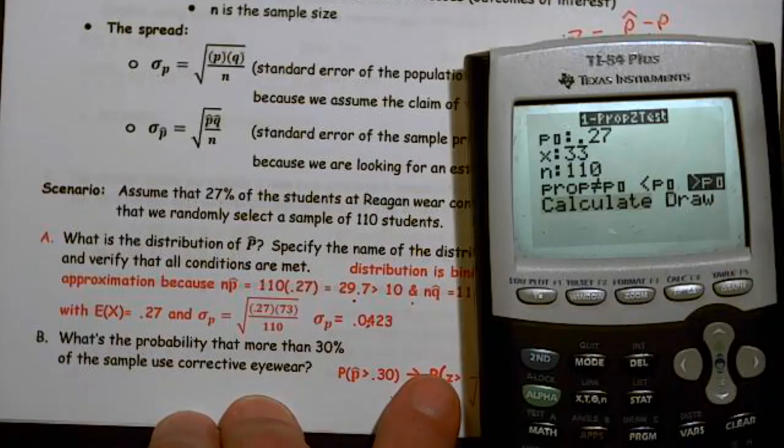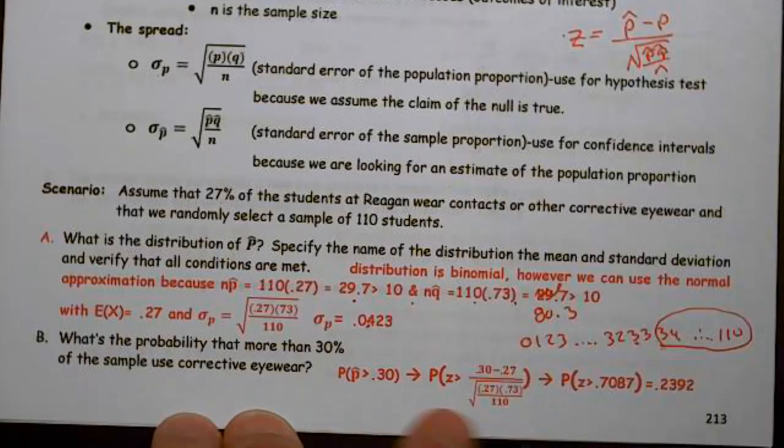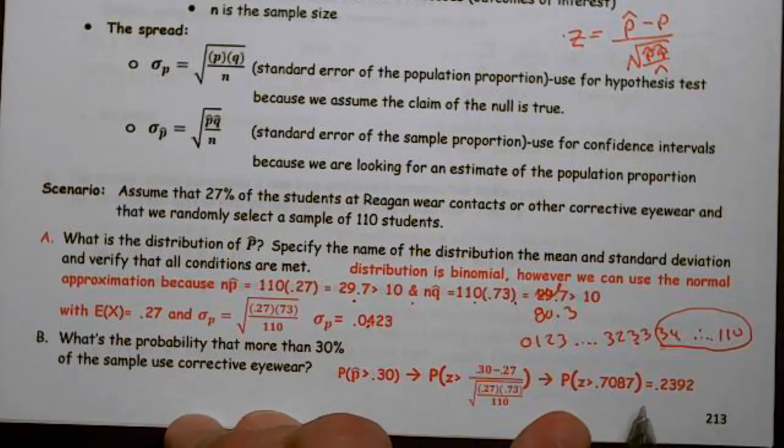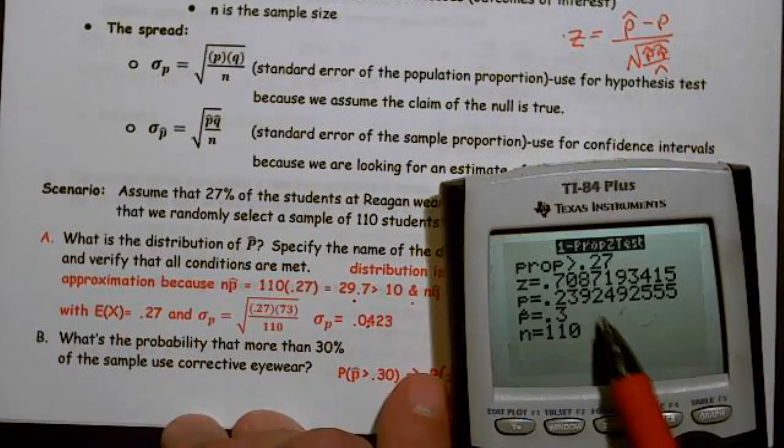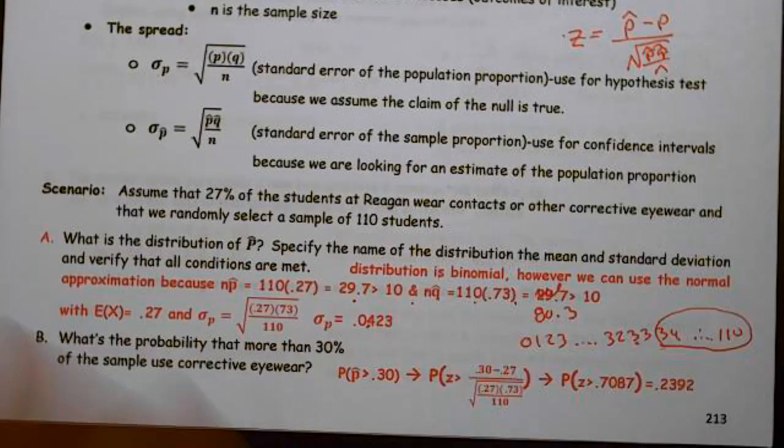Greater than, because that's what we said. We wanted greater than that. And we end up getting 0.7087 is our z-score, and 0.239 is our p-value. So we could do it fairly easily, I think much easier than running a binomial. So that's the normal approximation.